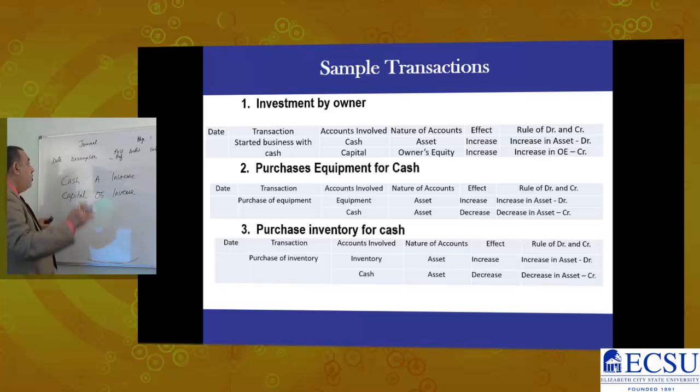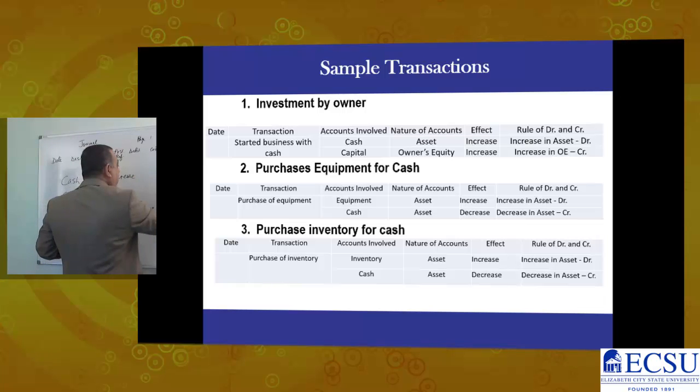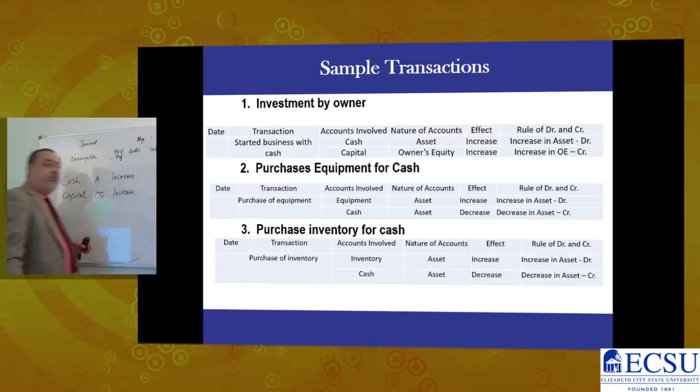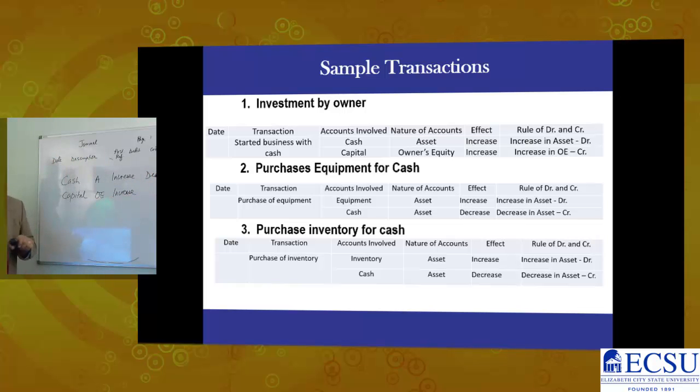Now remember the rule of debit and credit. We had a rule which said asset plus expense plus dividend. If it is an increase, we'll debit it, and if it is a decrease, we'll credit it. That was the rule. So now in this case, cash is an asset and it is increased, so therefore I am going to debit the cash. So that is what you have to understand about it.